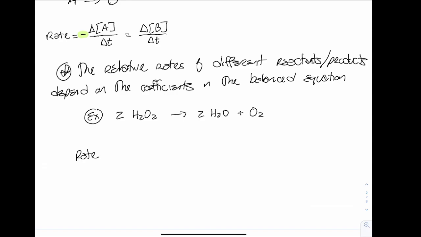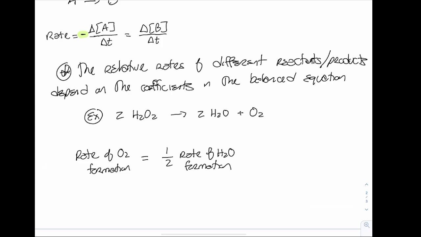So I would say the rate of oxygen formation, again, it's a product, so it's going to be up here, is actually going to be equal to 1/2 the rate of water formation, right? Because I have to form 2 water for every 1 oxygen, it's going to take twice as long, right? So the rate of hydrogen formation is going to be half that of oxygen, right? Because I need to form 2 for every 1 oxygen.